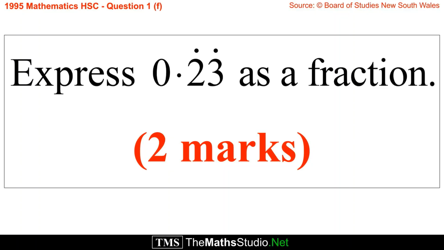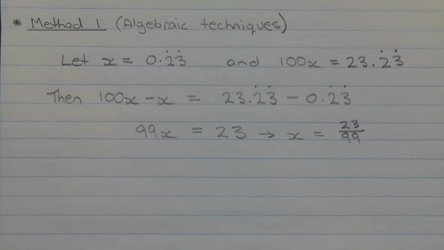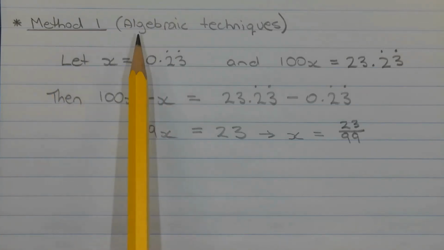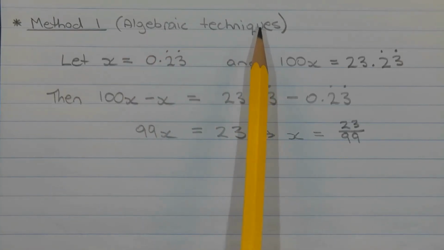Question 1, Part F. Express 0.23 recurring as a fraction. There are two methods we can use to express a recurring decimal in fraction form. In the first method, we can use fundamental algebraic techniques, and I'll go through that shortly. In the second method, we can consider the limiting sum of a geometric series. Let's consider the algebraic techniques method.